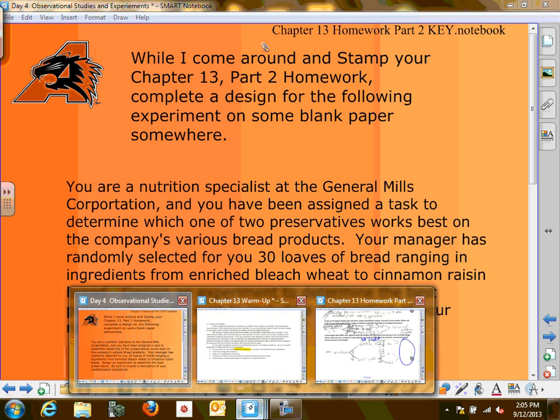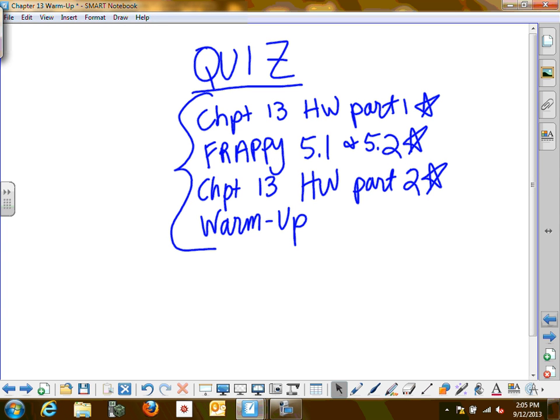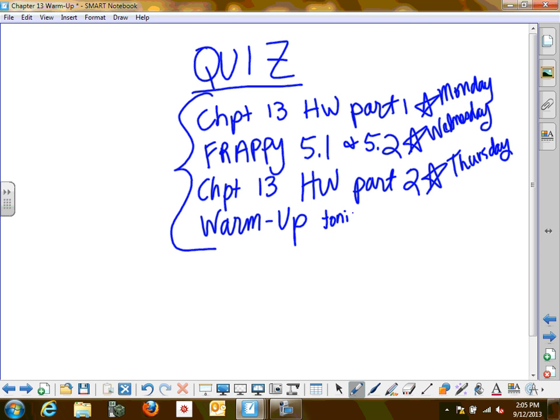Before I forget, tomorrow when you do your quiz 13, there are 4 items you will turn in together with it. I wanted to give you a heads up so that you can locate those. This Chapter 13 Homework Part 1, I stamped for you on Monday. This Scrappy, I stamped for you on Wednesday. This one here, I'm going to stamp for you today. And then this is your warm-up that you are going to be doing tonight. Those items are going to be turned in with your quiz tomorrow. It keeps all your chapter homework together with the assessment.